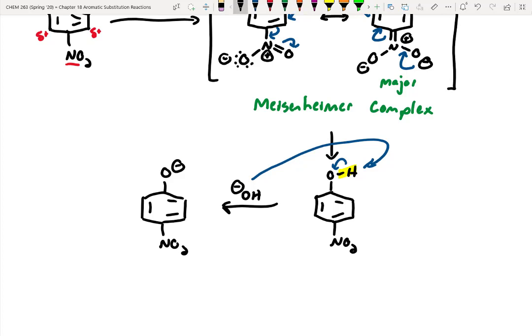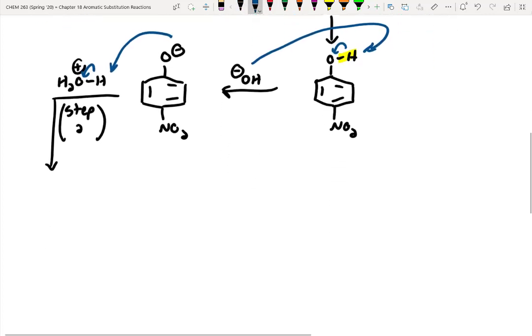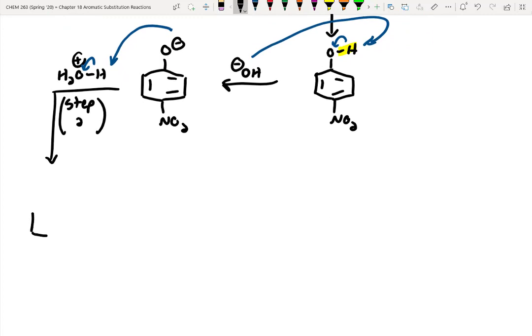That's why in step 2, we must treat this with some sort of dilute acid in order to reprotonate our product. So this is going to be step 2. Going to grab this proton and we'll reform our desired product.